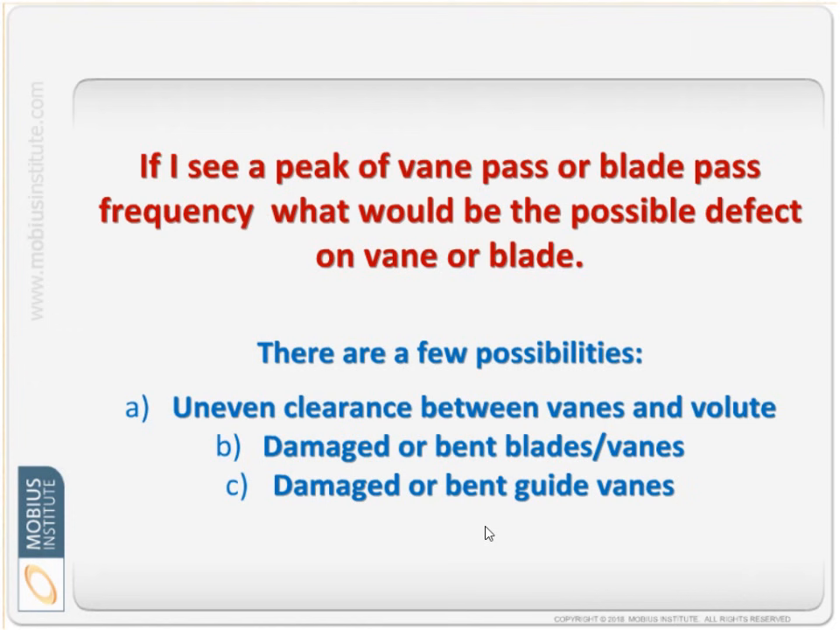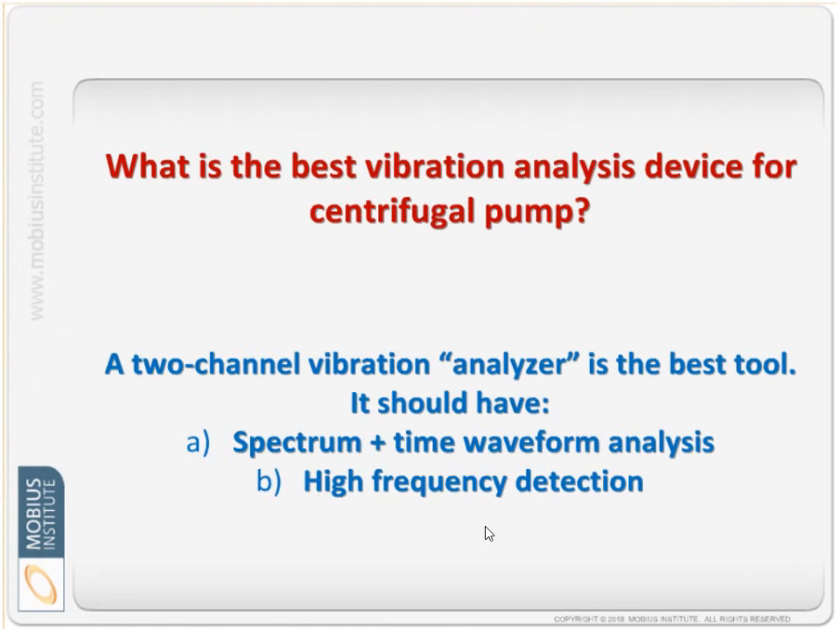But with damages to the guide vanes, for example, or the blades themselves, or if there was misalignment or something causing a change in those clearances, then we can see an increase in amplitude at the peak. It's common to see a peak, but an increase in amplitude is what we're worried about there.